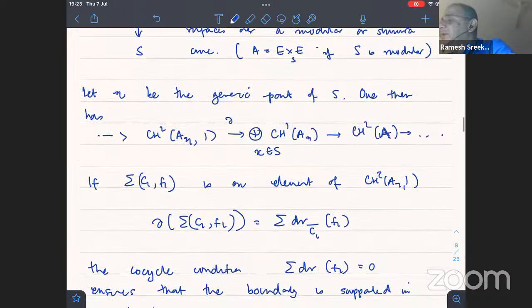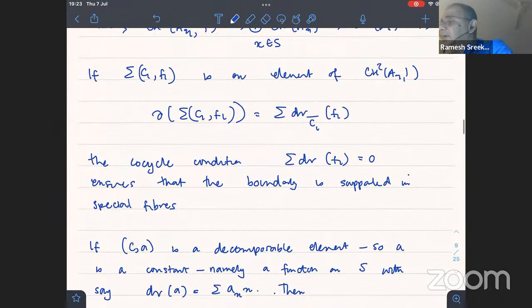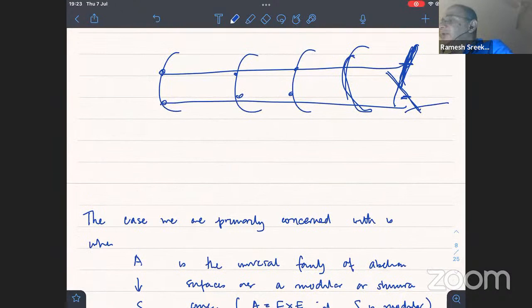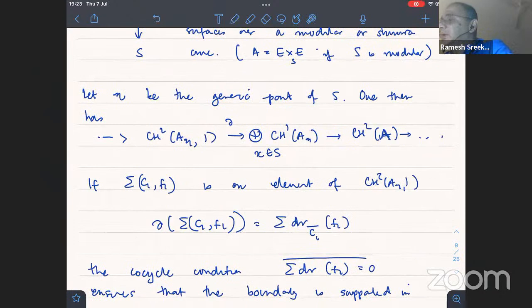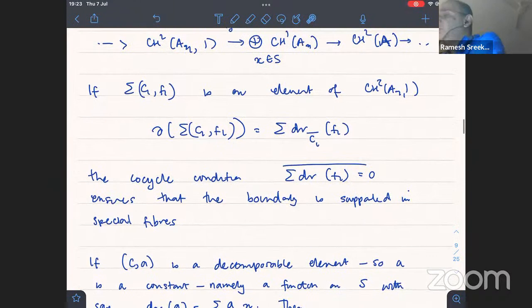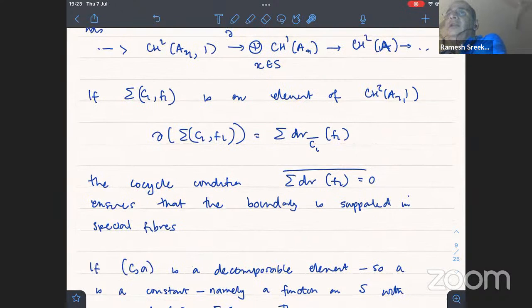But then you also have the condition that the summation of div f_i is equal to zero. That means that the closure of this guy is zero. So when you take the sum of all the cycles, the horizontal components will be zero, and you'll be left with only vertical components, which are elements of this group, Chow 1 A_X. So somehow, by starting with a motivic cycle of the type in the generic fiber, when you take its boundary, you get a sum of cycles supported in special fibers. And in fact, that sum goes to zero in the Chow group of the total space.